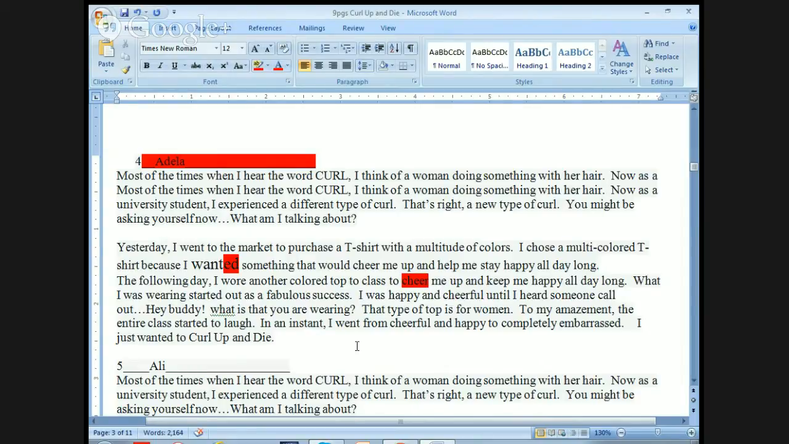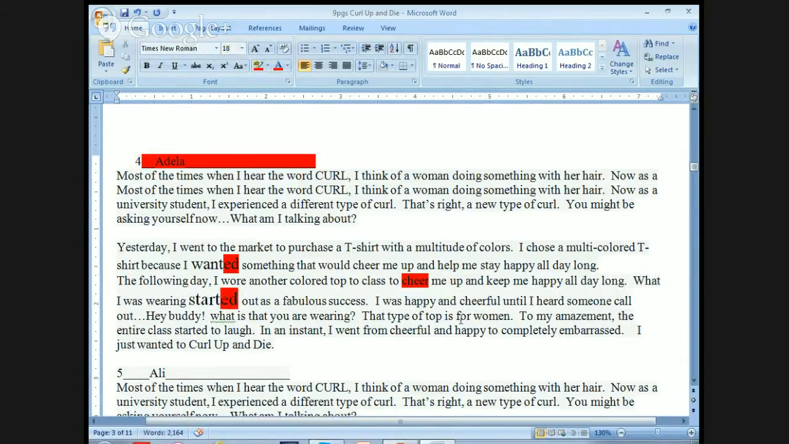What I was wearing started out at a fabulous success. I was happy and cheerful until I heard someone call out, "Hey buddy, what is you are wearing? That type of top is for women." To my amazement, the entire class started to laugh. In an instant, I went from cheerful and happy to completely embarrassed. I just want to curl up and die.